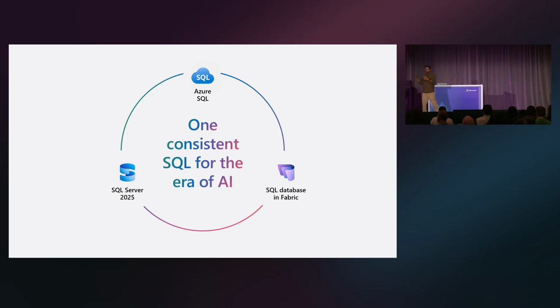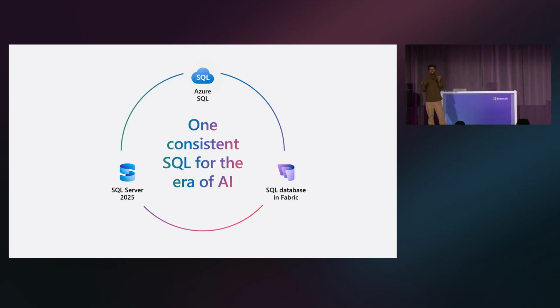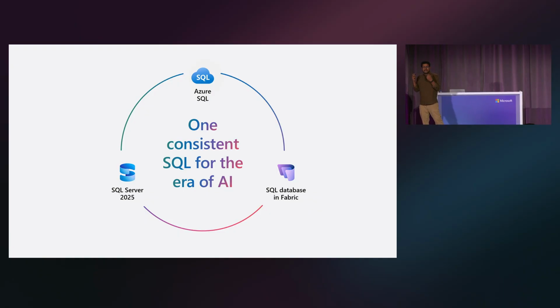Why do we want this SQL everywhere? We want to give all of you folks a consistent experience wherever you go. The word that I really like is familiar. You really need a familiar language that you interact with wherever you go, be it on-prem, be it Azure SQL, or be it in Fabric. Wherever you go, the consistent language. So we want to give you one consistent SQL. That's what we are trying to do here.